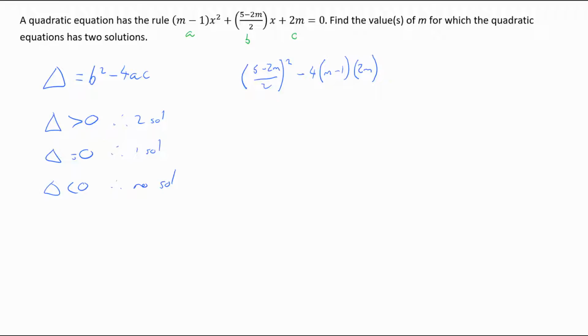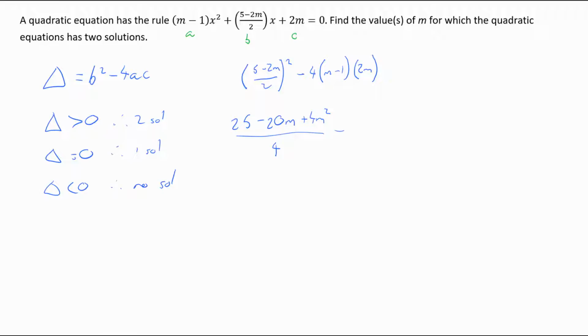Now, when we expand this little square part, we have to remember that 5 minus 2m squared means 5 minus 2m times 5 minus 2m. So that's a perfect square or two sets of brackets. Just scribble them out next to each other and quickly expand it if you're not familiar with the perfect square formula. If you are, you can just go straight ahead. So you'd have 25 minus 2 times 5 is 10 times 2 is 20m plus 4m squared over 4 because the 2 gets squared as well.